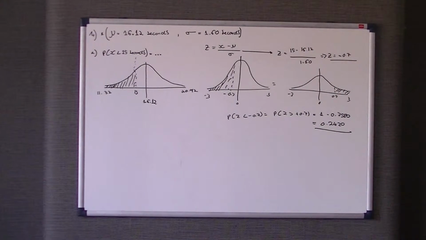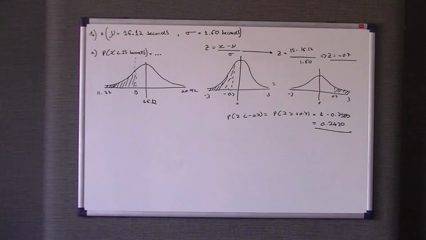The probability that x is less than 15 seconds is 0.2420, or in other words, 24.2%. But you've not been asked to convert to percentages, so you would always leave it as that. Okay, so don't be put off that it's a really small number, you should just be familiar with that, hopefully.